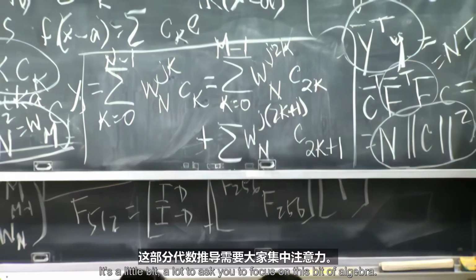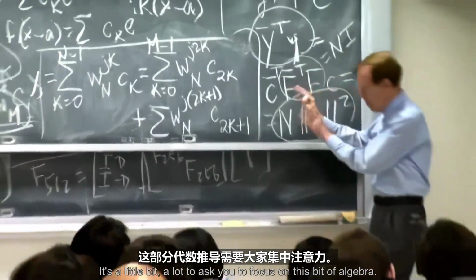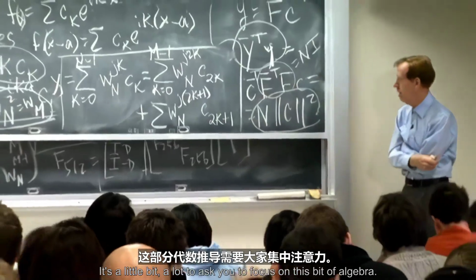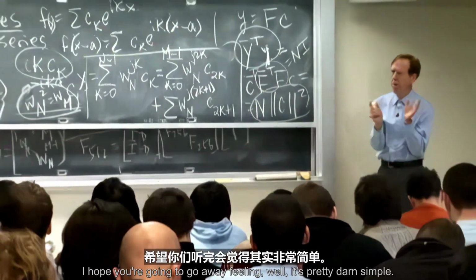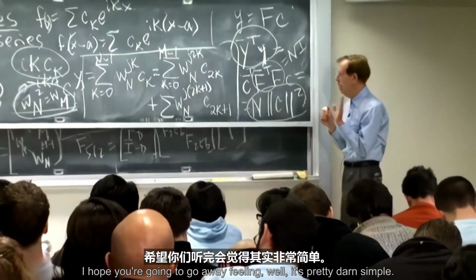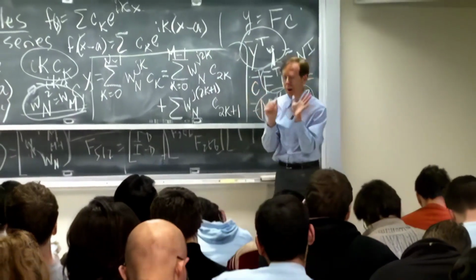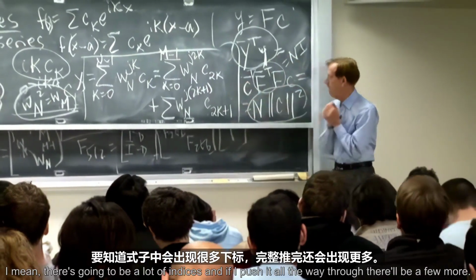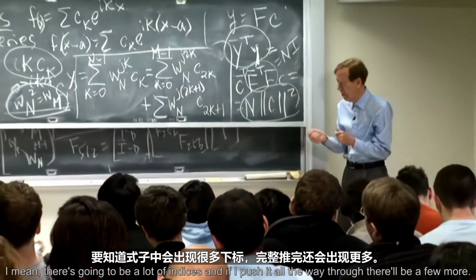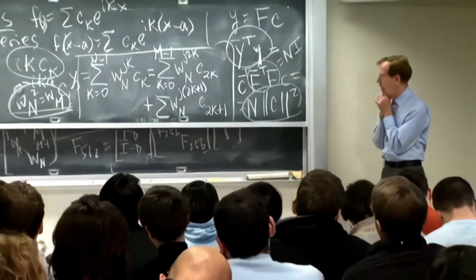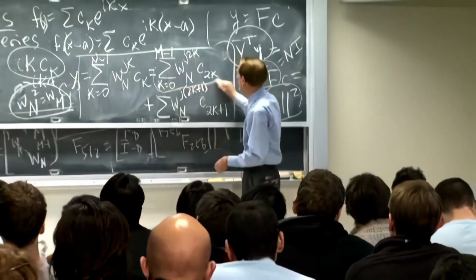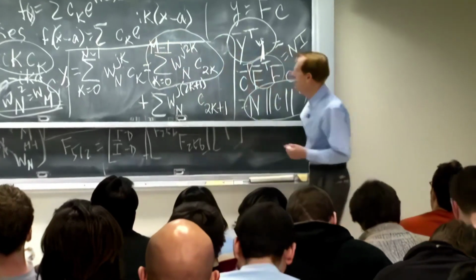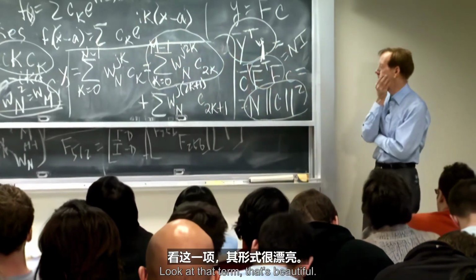It's a lot to ask you to focus on this bit of algebra. I hope you're going to go away feeling, well, it's pretty darn simple. I mean, there'll be a lot of indices, and if I push it all the way through, there'll be a few more. But the point is, it's pretty darn simple. For example, this term. What have I got there? Look at that term. That's beautiful.